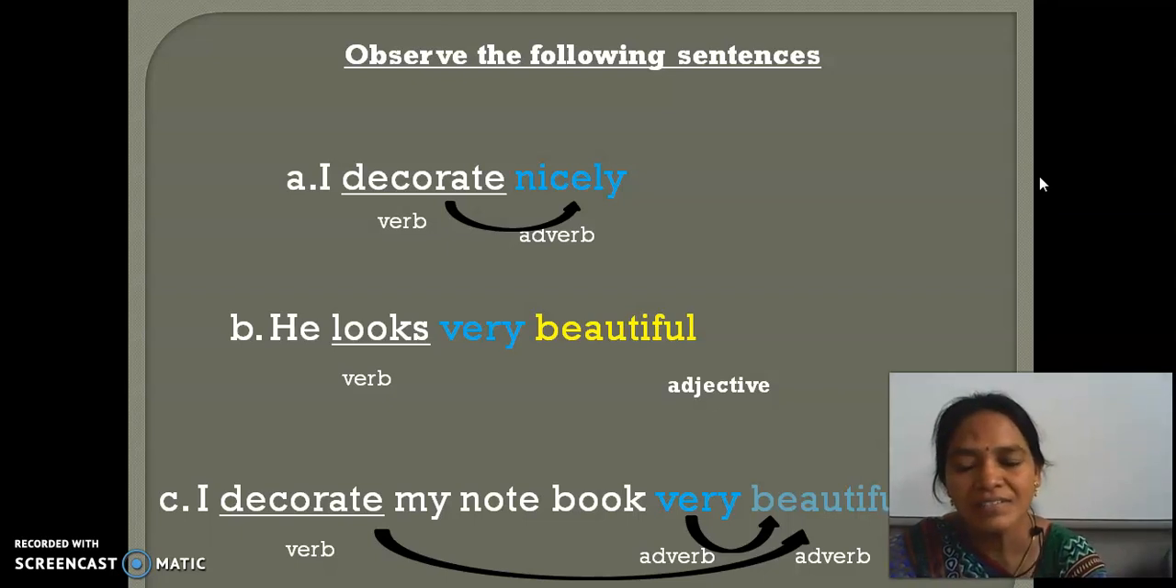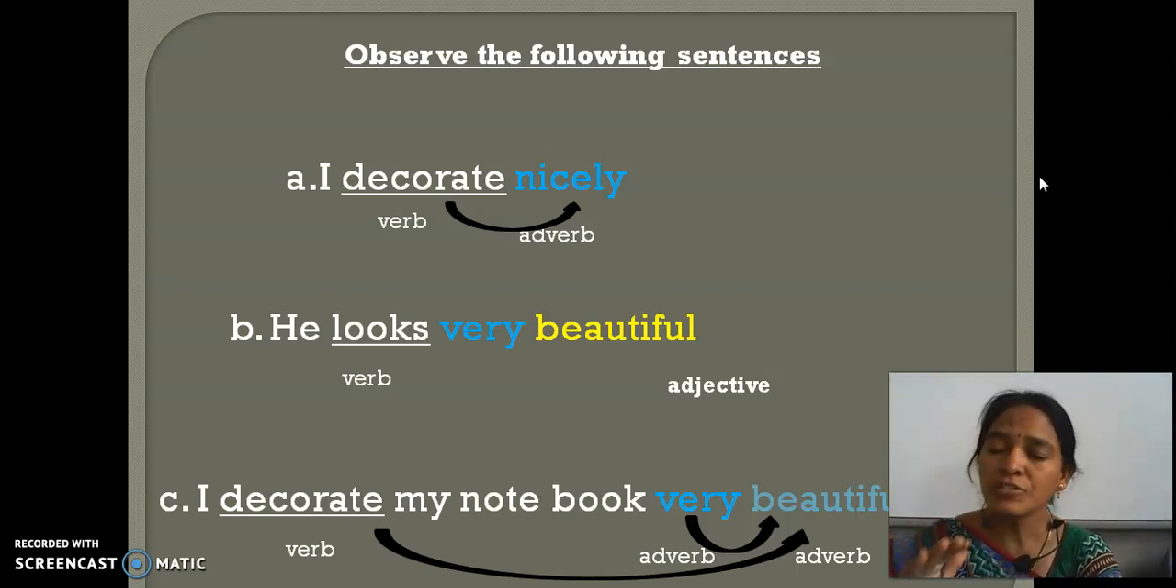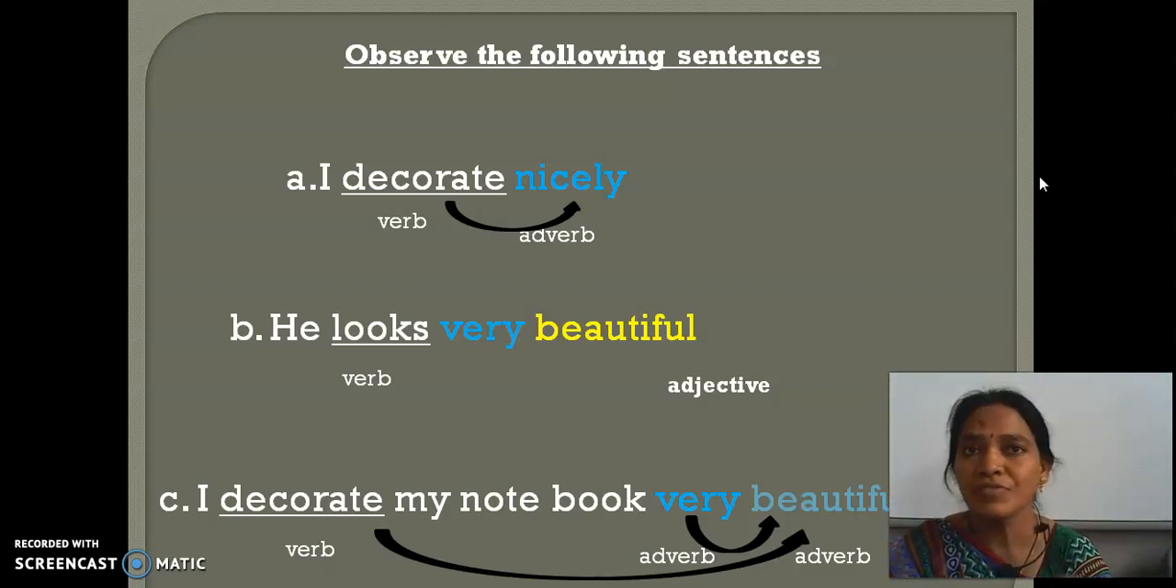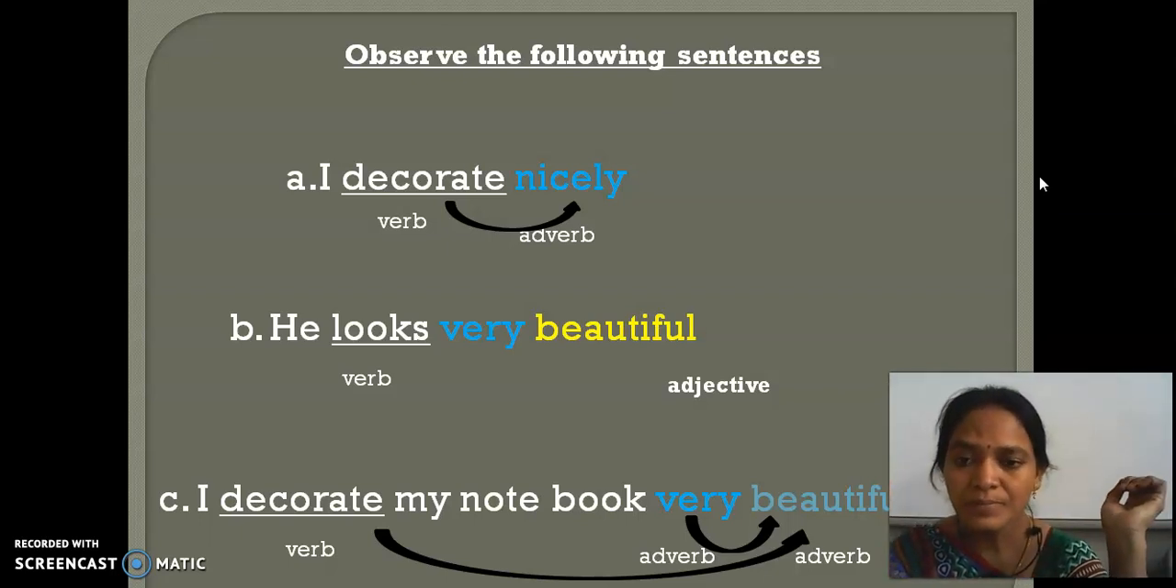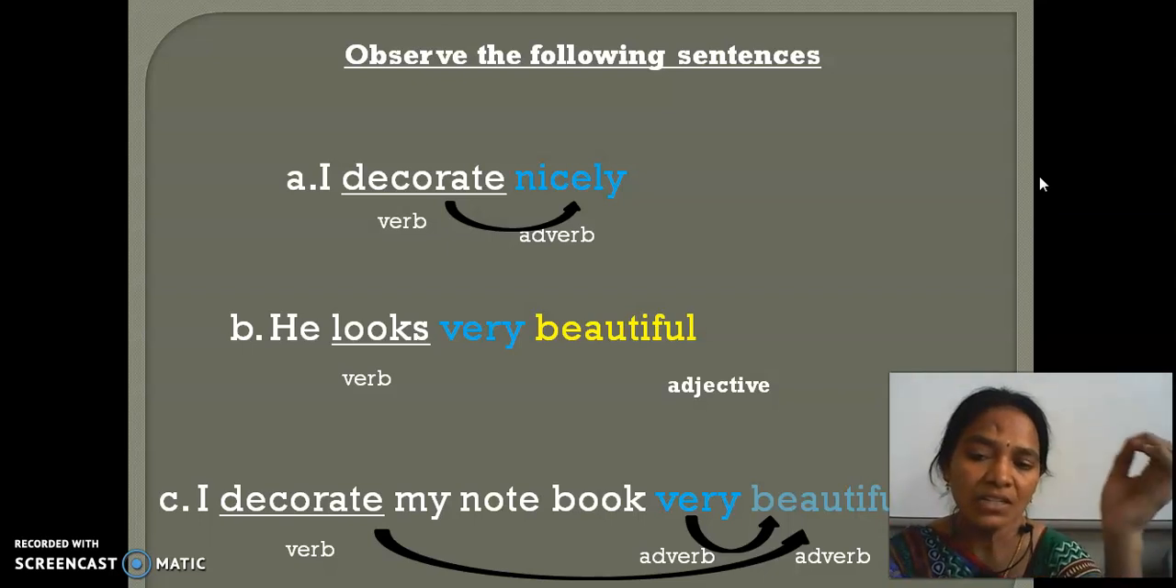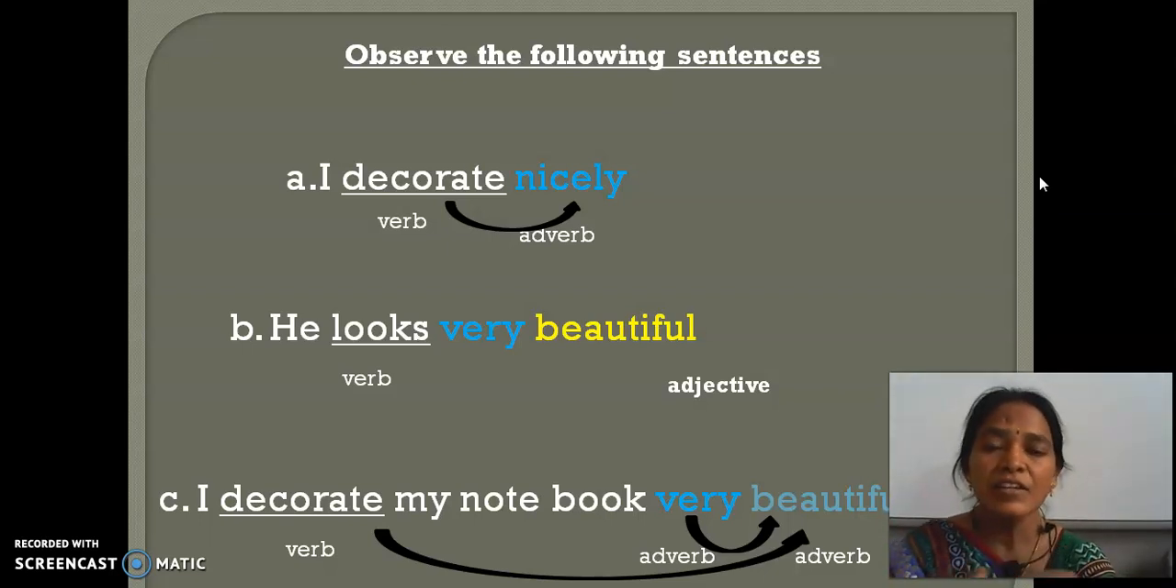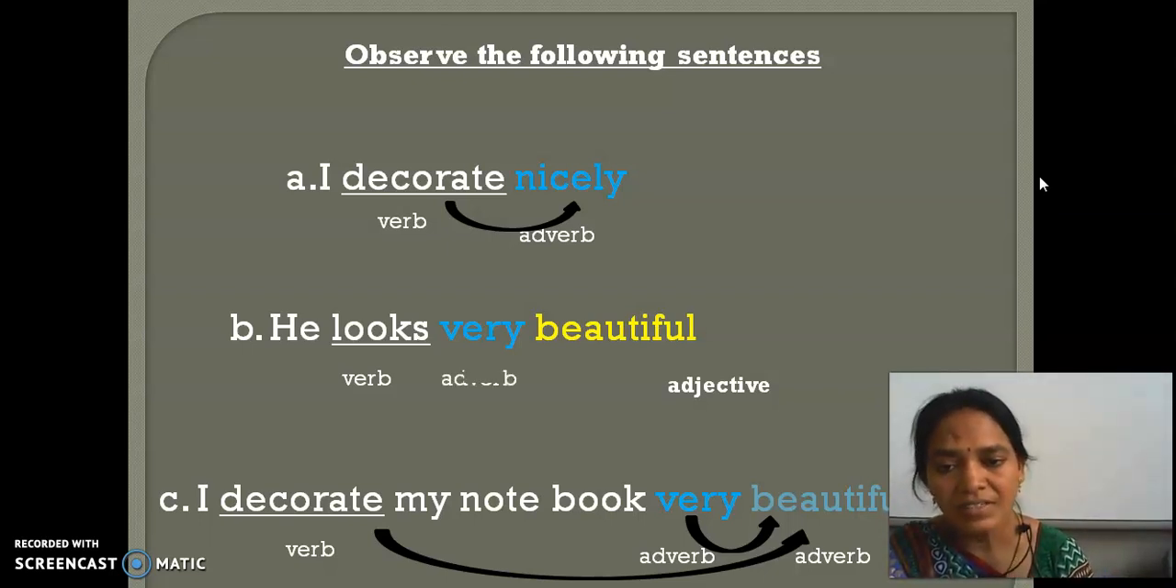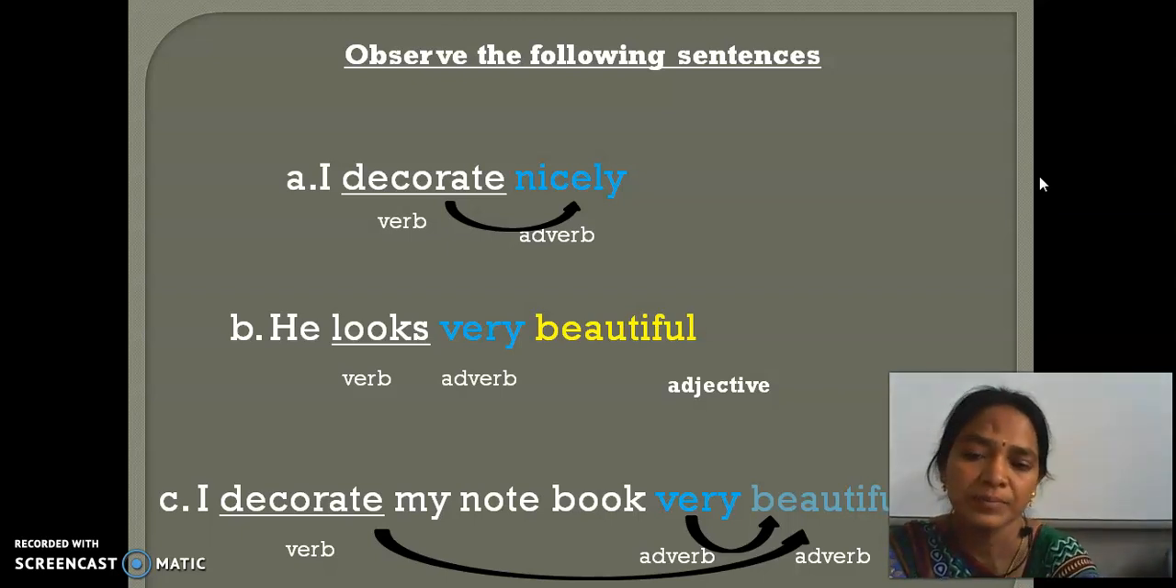Is it not, children? See here, looks beautiful, he. Who is looking beautiful? He is looking beautiful. To what extent, to what degree is he looking beautiful? He is looking very beautiful. Then there is no connection at all between looks and your adjective. Now let us see what this adverb is.